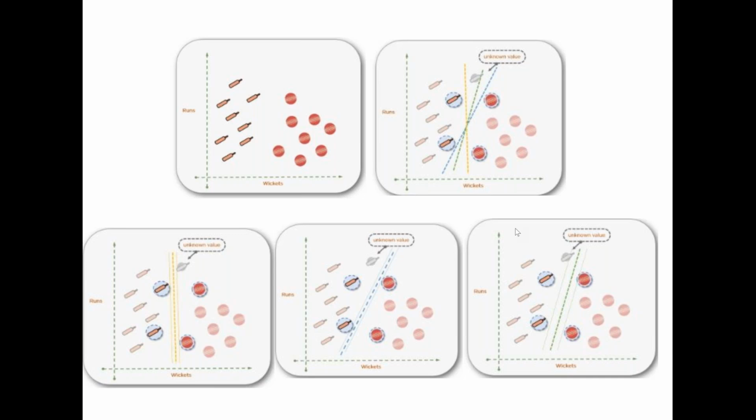So basically, in order to choose a hyperplane, we have to keep certain things in our mind. That is, the support vectors must have maximum distance from the hyperplane. This can be observed in the last diagram, wherein the green line is present. Whereas in the first two images, where the yellow line and the blue line are present, we can see that the bat and the ball are either close or far away, but not at the maximum distance from the hyperplane. So this can also be calculated mathematically.